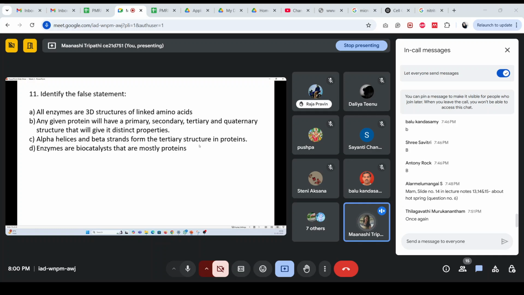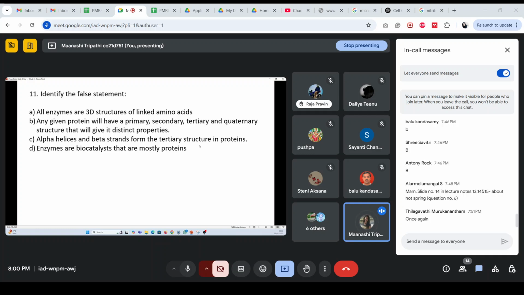I'll keep on repeating them just to refresh your memory. Now the next question is, identify the false statement. Please write down the correct answer for this and also mention why that particular statement is wrong. First you write the false statement, then the true, correct statement for that wrong one.